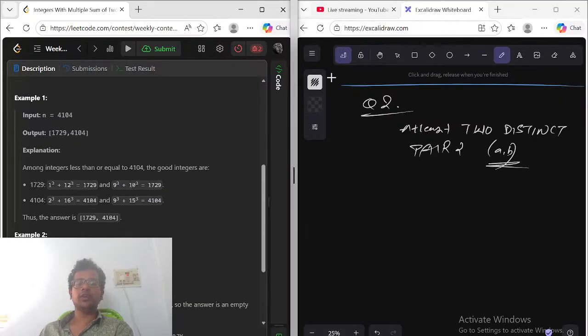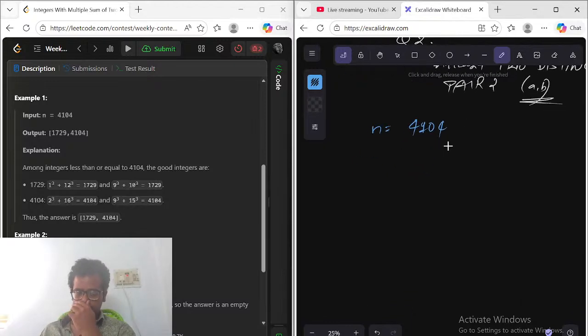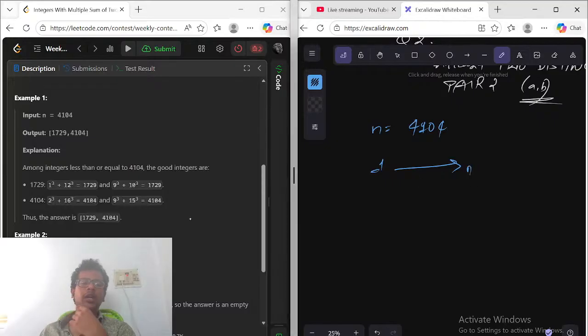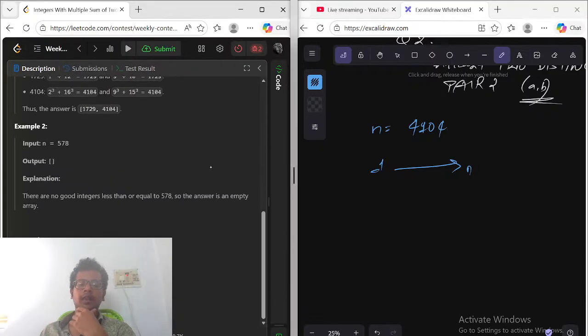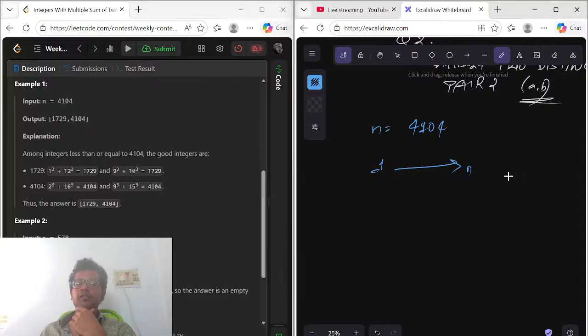Now I have n is equal to 4104. So I can go from 1 to n, which would be taking like 1e9, right? That's the constant, which would go for big O of n. But let me tell you how we can solve this in a simple way.